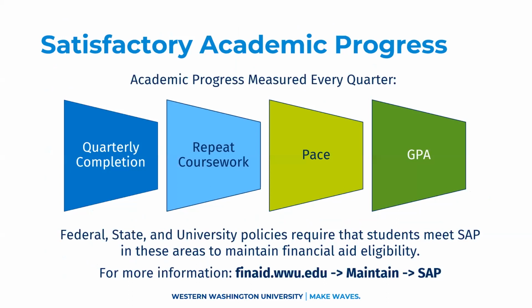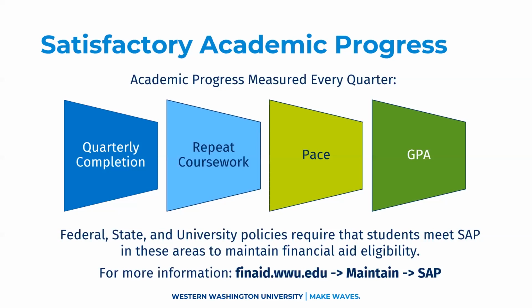All right, and then on the topic of student responsibilities, we wanted to make students aware of satisfactory academic progress. The federal government, state, and university have policies requiring that students meet the satisfactory academic progress, sometimes abbreviated as SAP, standards in the 4 areas listed there in order to maintain their eligibility for financial aid on a quarterly basis. The university has some academic requirements as well, and in many cases, financial aid satisfactory academic progress requirements align with university academic requirements, but there are some ways in which they're a little bit different.